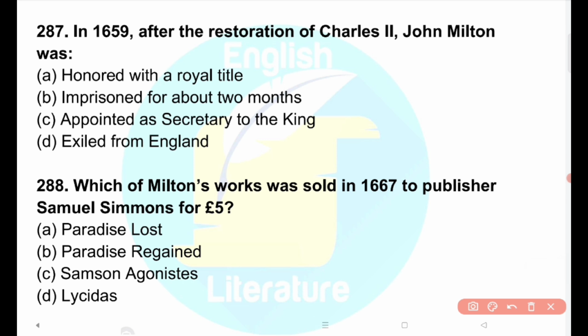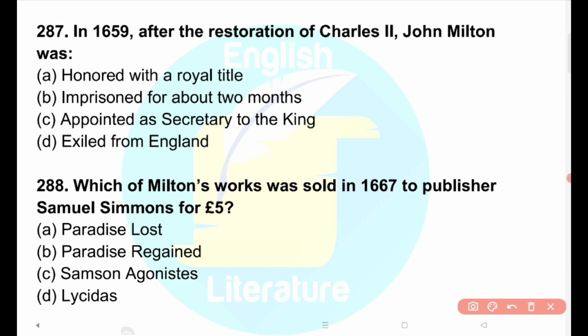In 1659, after the restoration of Charles II, John Milton was, option B, imprisoned for about 2 months. After the restoration of Charles II in 1660, Milton was arrested for his previous anti-monarchical writings. He was imprisoned for about 2 months but later released due to influential friends like Andrew Marvell.